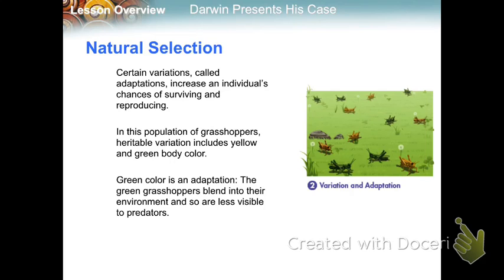We have adaptations, like we said, that increase an individual's chances of surviving and reproducing. And like I said, I said green and brown. I guess this is yellow and green. So green color is an adaptation. In this case, they're blending in. So it's camouflage. Green grasshoppers blend into their environment. The yellow grasshoppers do not. They're more obvious to predators.